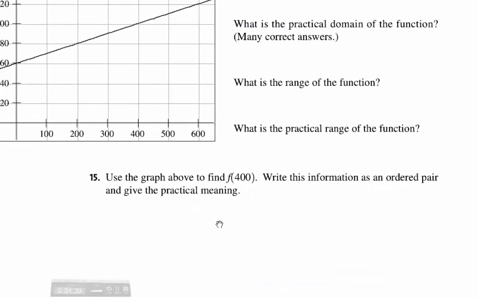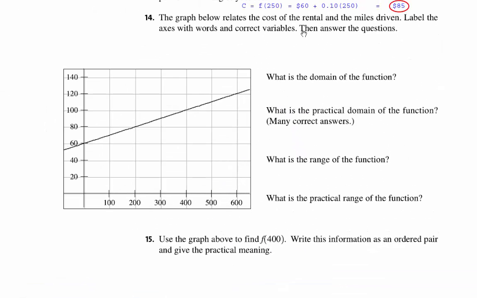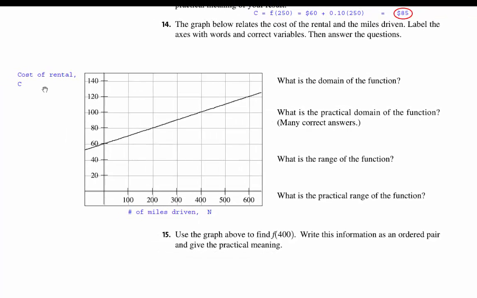It says the graph below relates the cost of the rental to the miles driven. It says label the axes with words and correct variables, then answer the questions. So here are my labels. The first question says, what is the domain of the function?